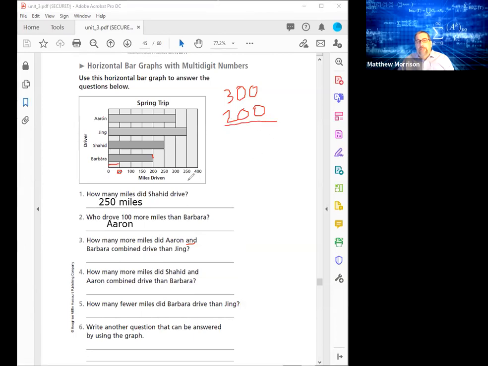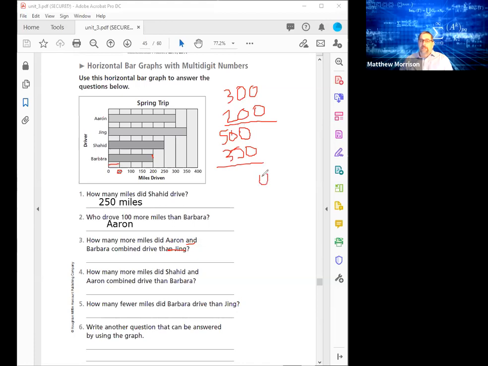And for then, I have to find out how much they drove together. So they drove 500 together, right? Now, then Jing. So Jing is the one I'm going to subtract. Jing drove 350. It's a horrible looking five. So what is 500 minus 350?